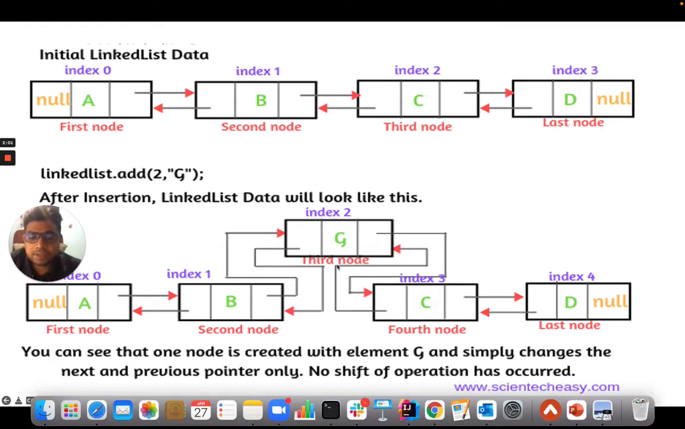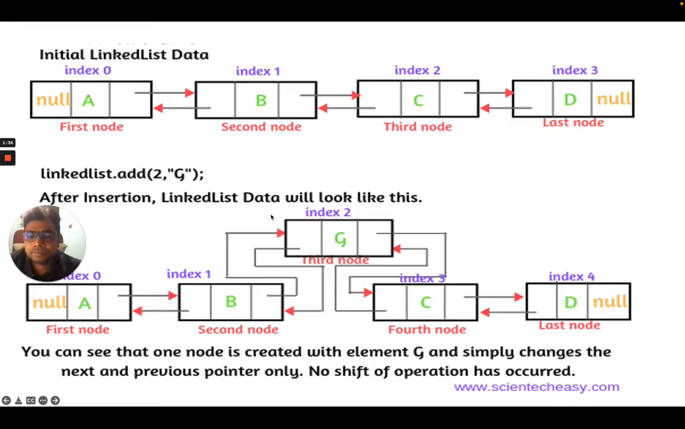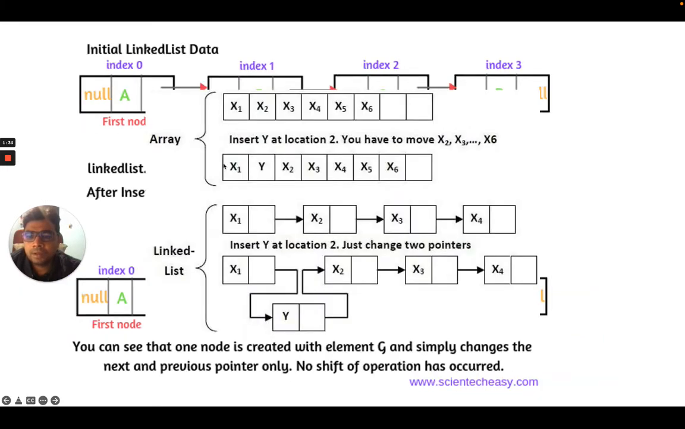Now if you need to insert anything, suppose you want to insert something between the second node and the fourth node, what you will do is first remove the linking between the second and third node. You need to insert a new node, and then link it to the fourth node and the second node. You can see that a node is created with the element G and simply changes the next and previous pointers only. No shift operation has occurred. You can see here in case of an array how its size is almost doubled.